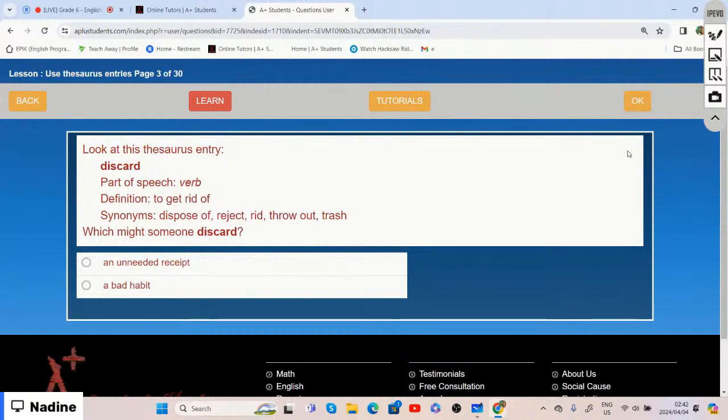To discard something. If you want to discard something, discard is a verb, it's an action that you're doing. Discard is to get rid of something. And the synonyms of discard are to dispose of, which is like getting rid of something, to reject, rid, which means to get rid of something, throw out, or trash. So discard is to get rid of something, dispose of, reject, rid, throw out, trash.